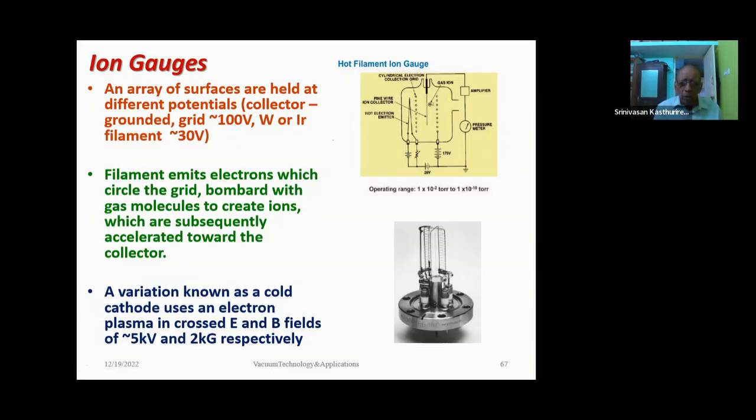The current that it measures is an indication of the pressure in the system. The operating range is from about 10⁻² torr to about 1 × 10⁻¹⁰ torr, which is quite accurate. So ion gauges are useful for measurement of very high vacuum levels.